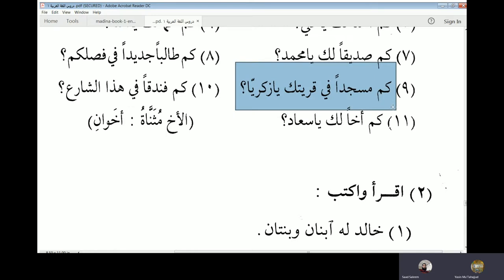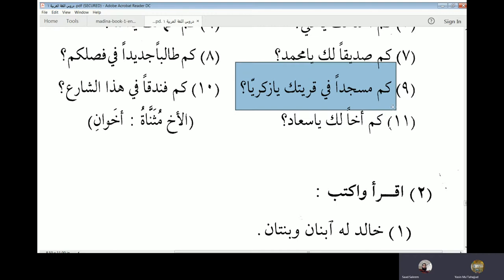Kam masjidan fi qaryatika, ya Zakariya? That says: how many masjids are in your village, O Zachariah? Qarya means village. Qaryatika means in your village. How many masjids are in your village, O Zachariah?